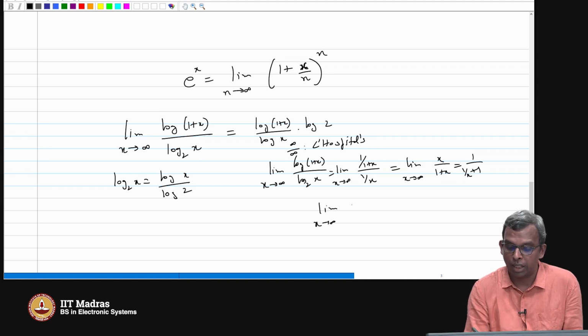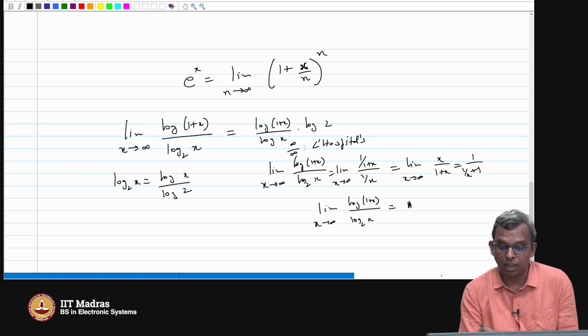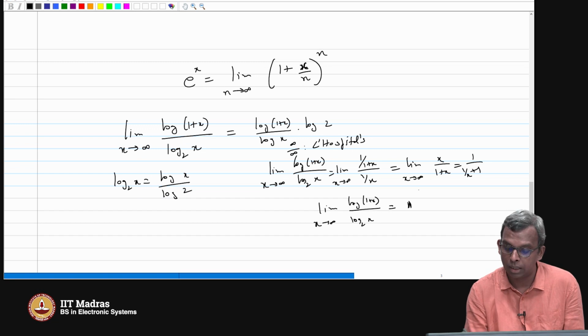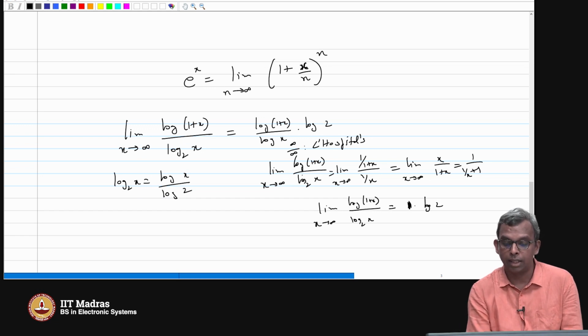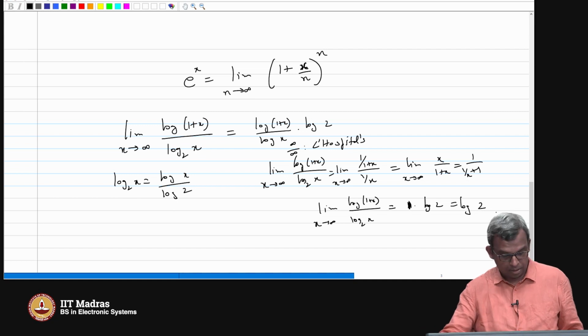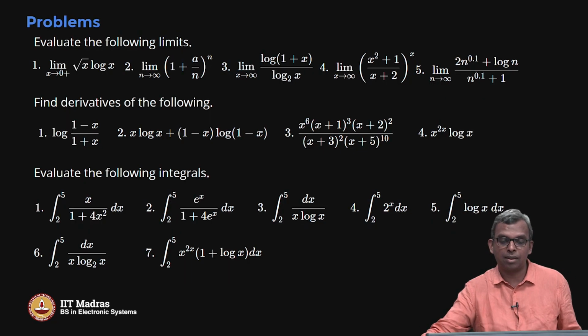So the limit as x tending to infinity of log(1 + x) by log x is actually 1. I'm sorry, there is a log 2 that I forgot throughout. So the limit itself is 1, and that gets multiplied by log 2. So you get just log 2. That's the answer for that limit. This base change is very simple. Just forget about base 2, go to log x by log 2, and then you're okay.